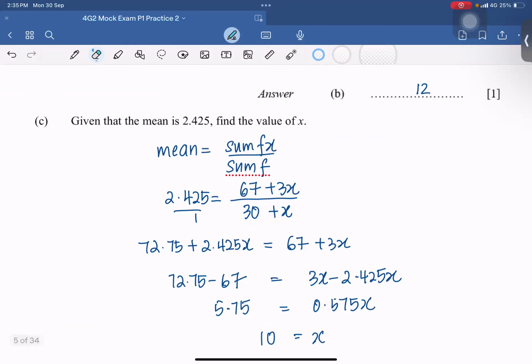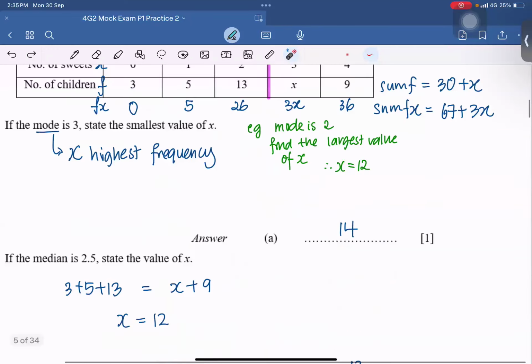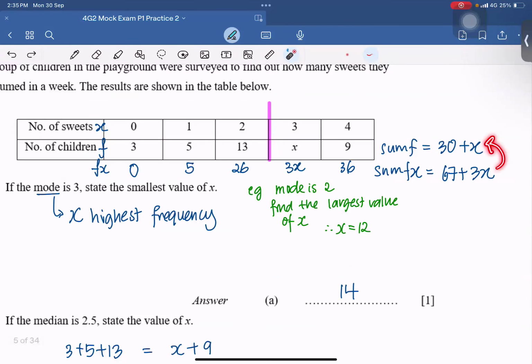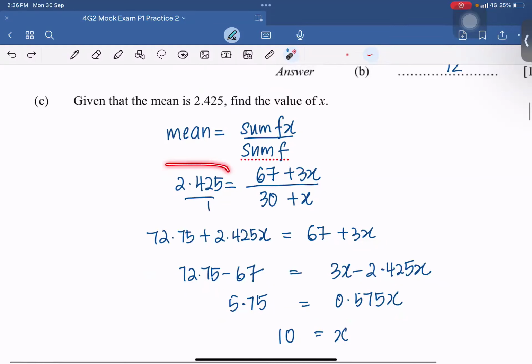Then I continue. Now we're going to plug it into our equation. The mean is equal to sum fx over sum f. So mean is summation fx. What is the sum fx? Just now I calculated 67 plus 3x over here. Divide by the sum of the frequency. The bottom one divides the top one. Then this whole thing is equal to the number 2.425.